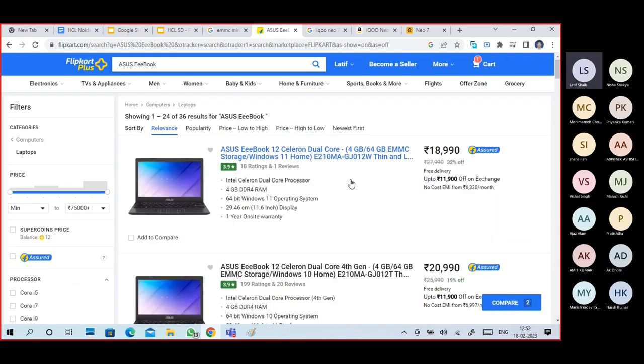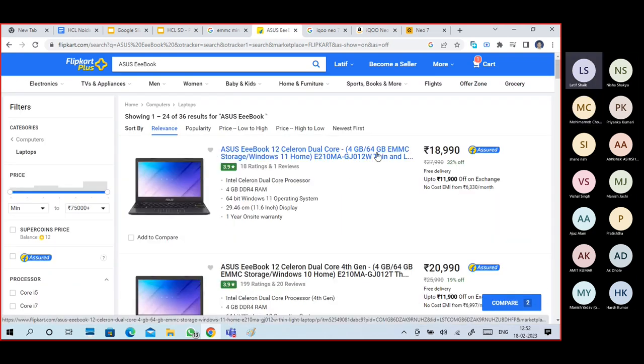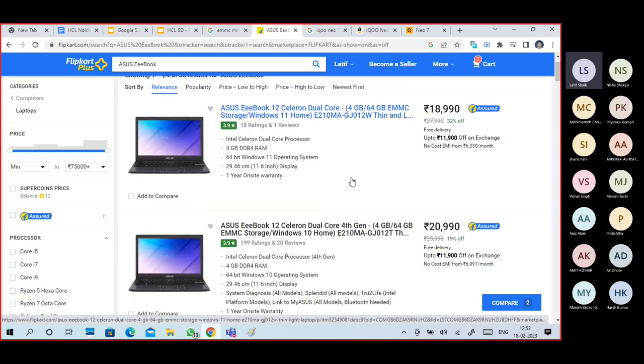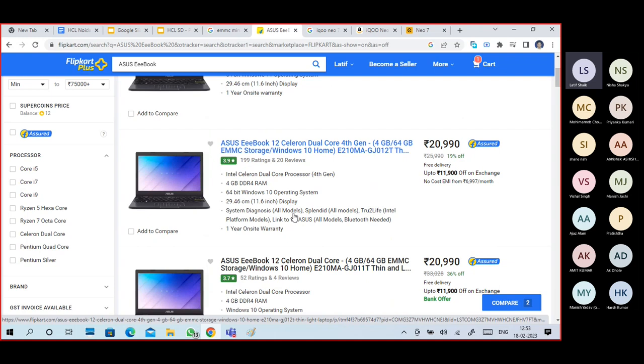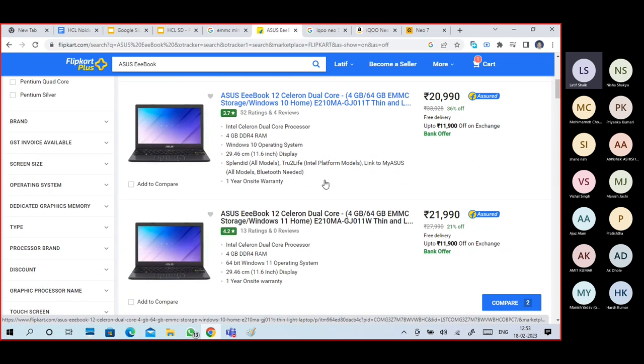Okay, so this is 64 GB RAM, 64 GB eMMC storage. The laptop won't give you desktop performance, not even mobile performance, but it's still fine for video calling, Google browsing, that kind of stuff. In this configuration, you can also take a Google Chromebook.